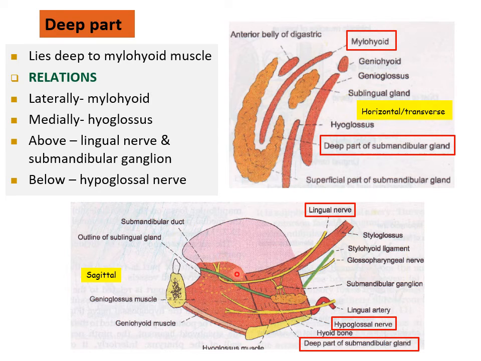Now in the sagittal section you can understand its upper and lower relations. The deep part above it is related to the lingual nerve and the submandibular ganglion. Below it is related to the hypoglossal nerve. Hope you understood the relations of the deep part with the help of the horizontal section and sagittal section.